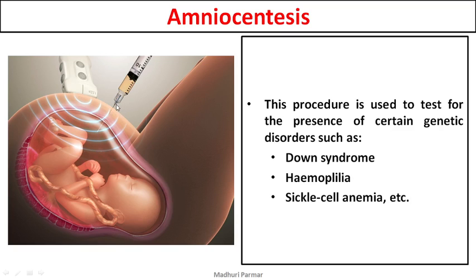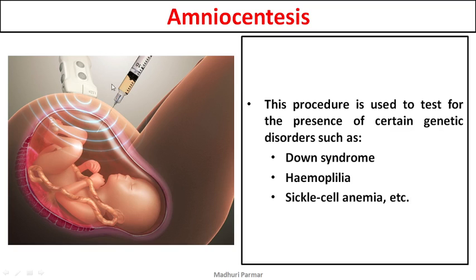Okay, the needle goes through the mother's stomach or abdomen, then through the uterine wall and the amniotic sac, and into the amniotic fluid. This amniotic fluid is taken out, and it normally has skin cells of the baby. It also has some placental cells as well as cells which are released during growth. Whenever the baby is growing, some cells fall off, so these cells can be picked up by amniocentesis.